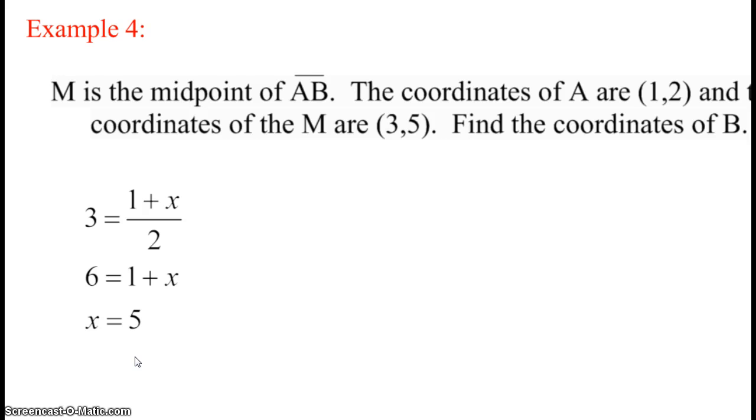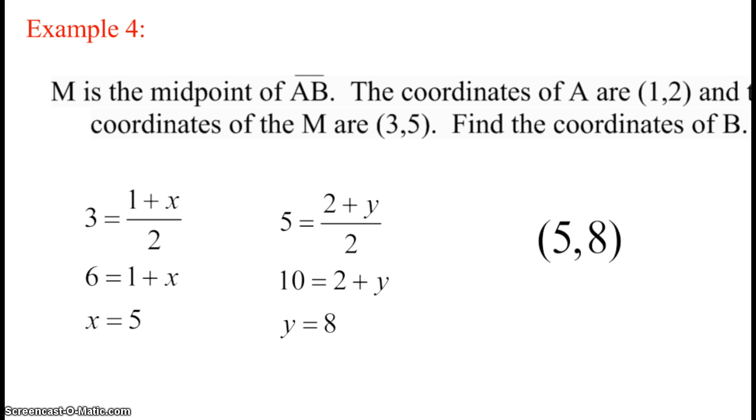Now I need to do exactly the same thing with y values. So here's the endpoint, A. Here's the midpoint. So again, I'm going to set 2 plus y, here's my 2, plus the y value that I'm missing, divided by 2, equals the midpoint, 5. Solve. Get 2 off the bottom. I multiply by 2 on both sides. They cross out here. I get 10 on that side, equals 2 plus y, and y is 8. Your final answer of the other endpoint would be 5, 8.